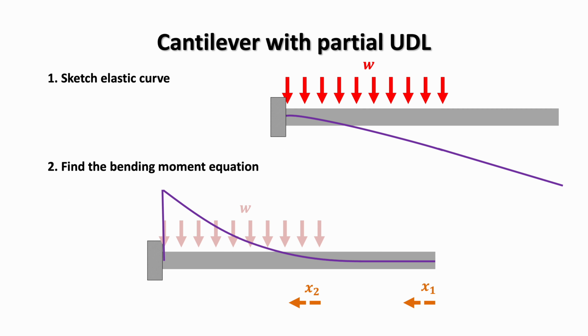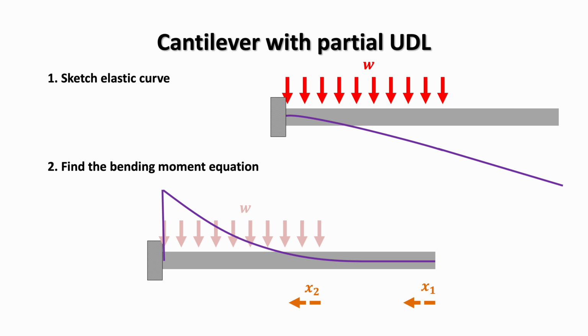Let's begin by sketching the expected elastic curve. This is a cantilever fixed at A and free at C. At the fixed end A, the deflection and the slope are zero. The load acts only from A to B, so in this region the beam curves downwards because the bending moment is present. The curvature is greatest nearer to the fixed support where the bending moment is largest.